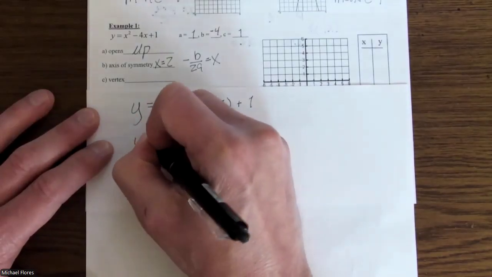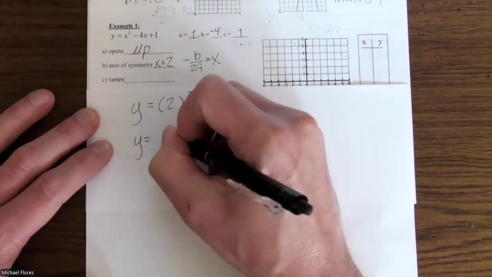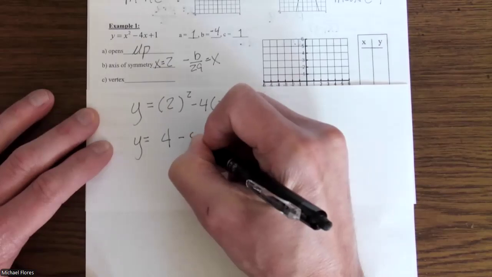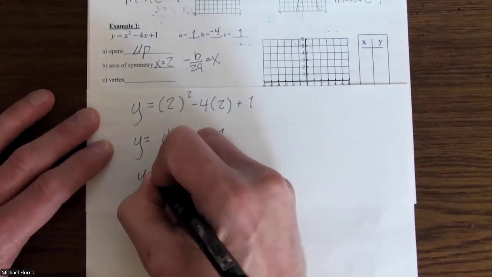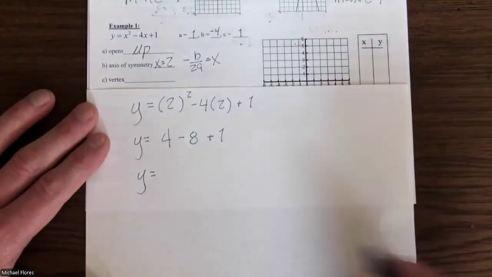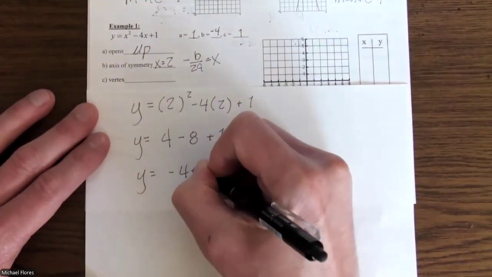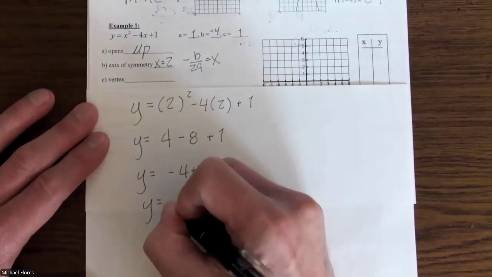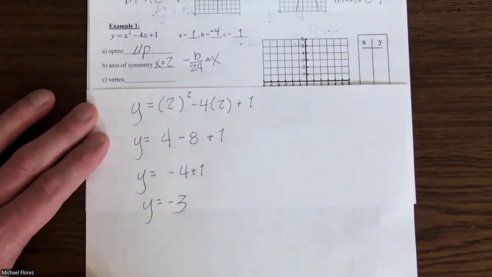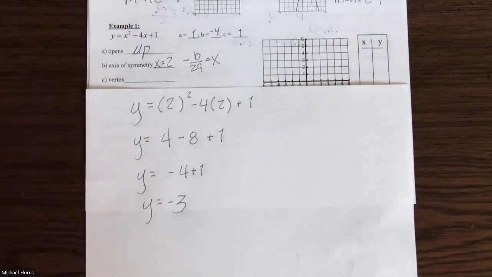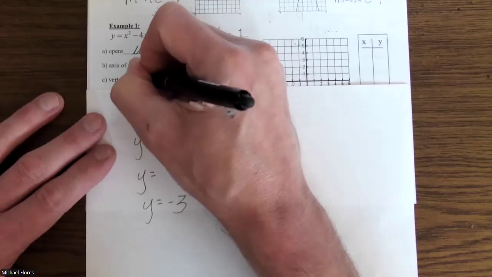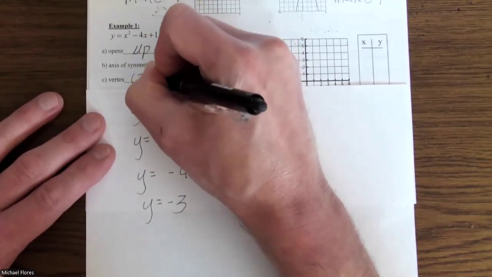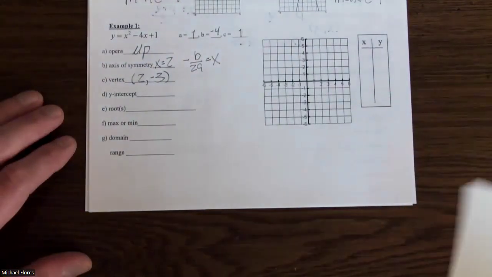And then you just start solving. We square that, we get 4. We multiply that, we get -8. And now 4 minus 8 is -4. And -4 plus 1 is -3. So now we know what our vertex is. Our vertex is, remember, we plugged in a 2, comma, and our result was -3.